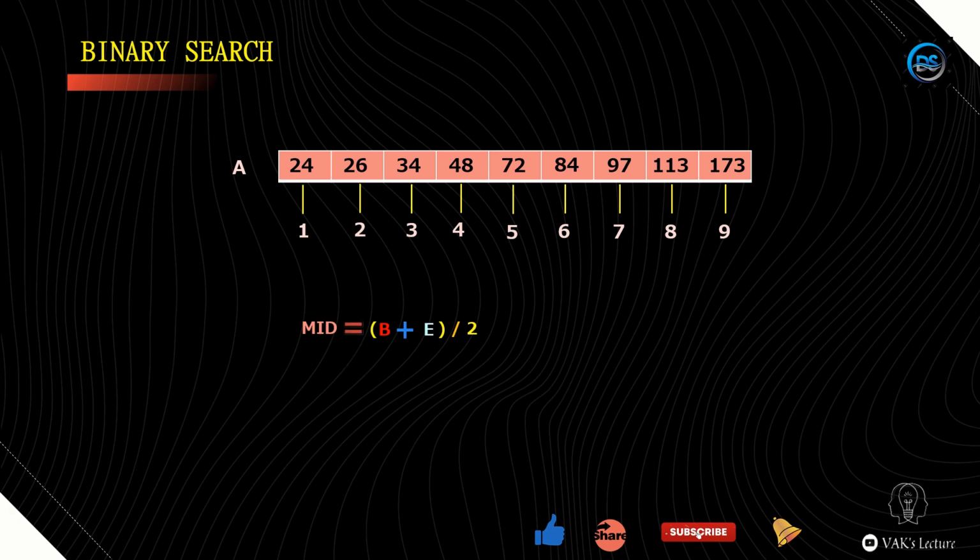What's the index here? See, we have to do all these with the index number only. So here 1 is the beginning index and the ending index is 9. Then 1 plus 9 by 2. We can find the mid element with this. Here we got our first mid, that is 5. What's its element? It's 72. Okay.